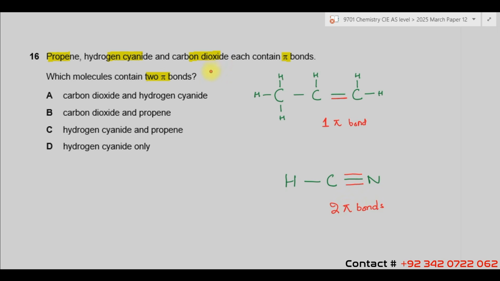Third one is carbon dioxide. Carbon makes a double covalent bond with one oxygen and a double bond with another oxygen. So we have 2 pi bonds. The other ones are sigma. So both carbon dioxide and HCN contain 2 pi bonds and propene contains 1 pi bond. Correct answer is therefore A.